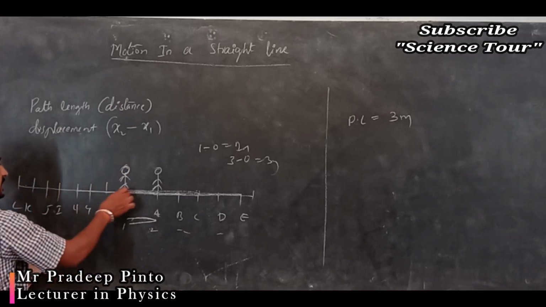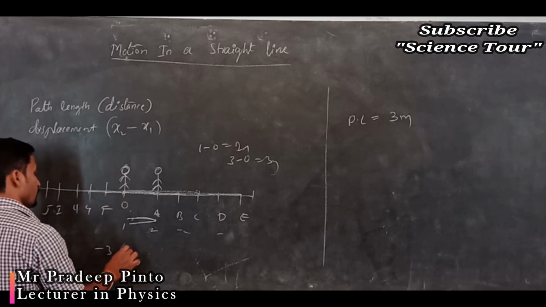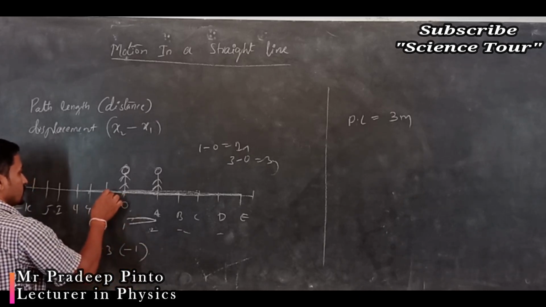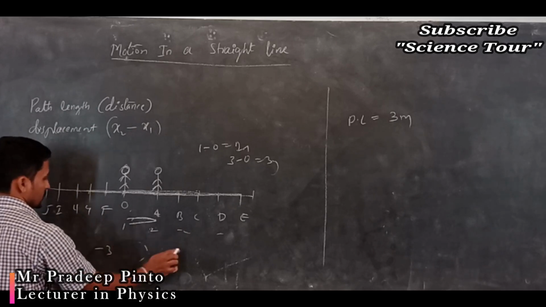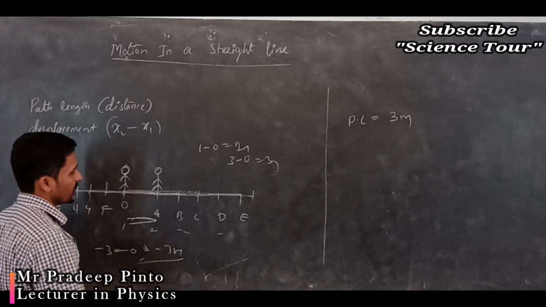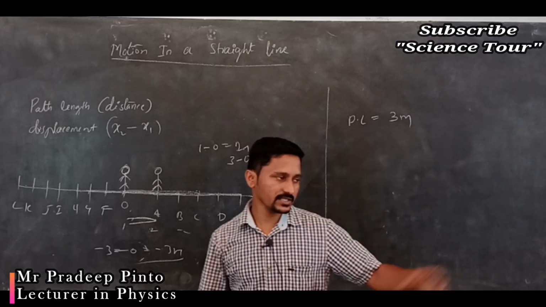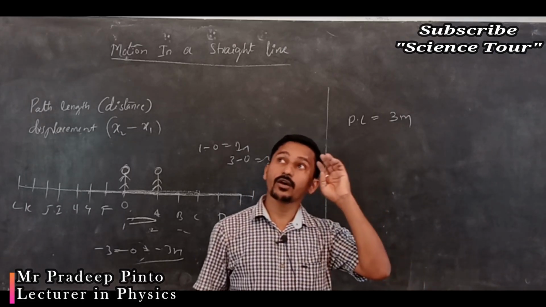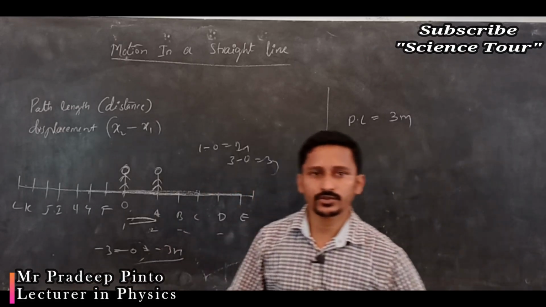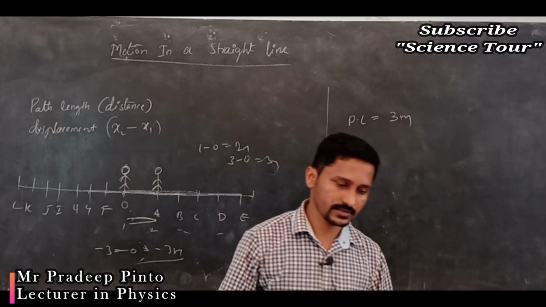Displacement means, here it has moved 1, 2, 3. Minus 3 minus 0, which is equal to minus 3. So plus 3 and minus 3. Minus 3 means it has gone to the left side. Plus 3 means it has gone to the right side. Don't think that minus 3 always means left side and plus 3 right. No, it is not like that. On one side we are going to take it as positive, on the other side as negative. Okay, like that it is.